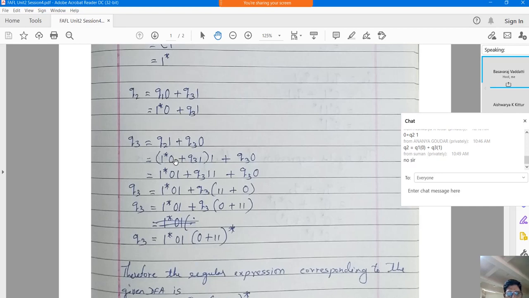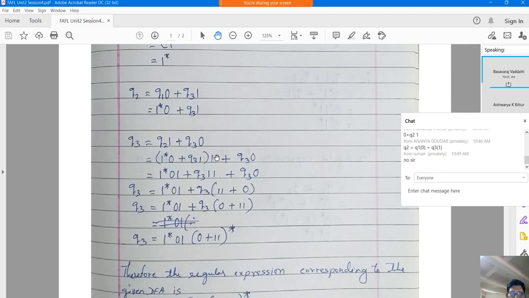That is 1 star 0 plus Q3 1. This entire thing I am substituting here in place of Q2. In place of Q2 I am substituting the value of Q2, that is 1 star 0 plus Q3 1 within the parenthesis, which is concatenated with 1. Alright, plus Q3 0.